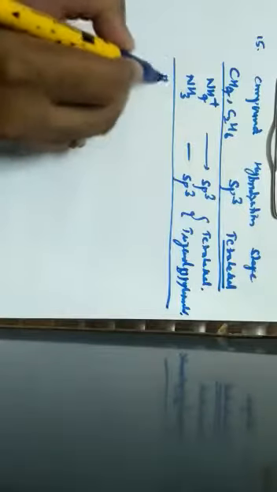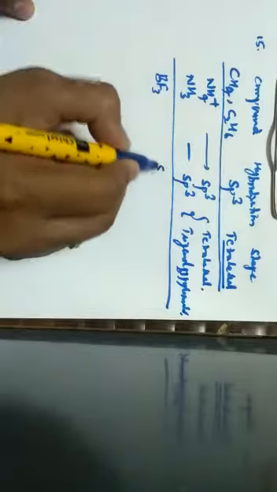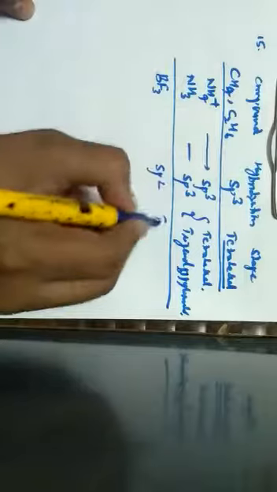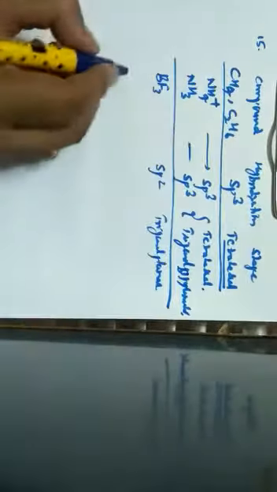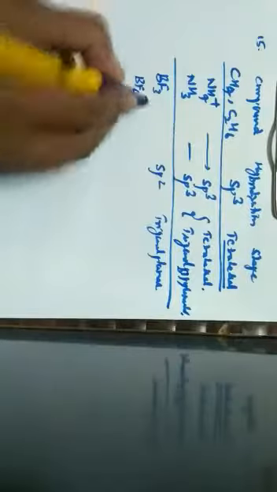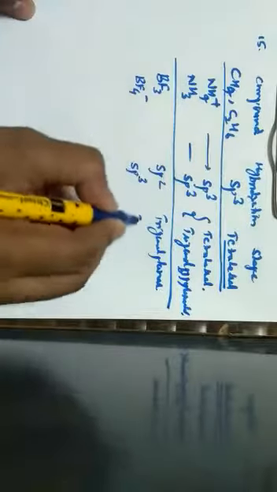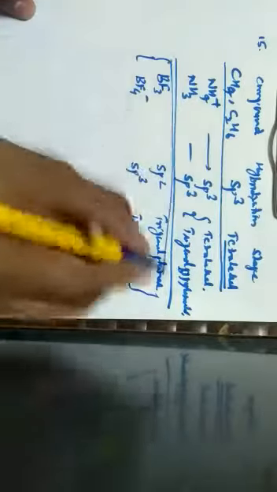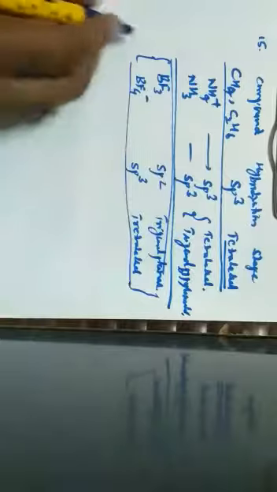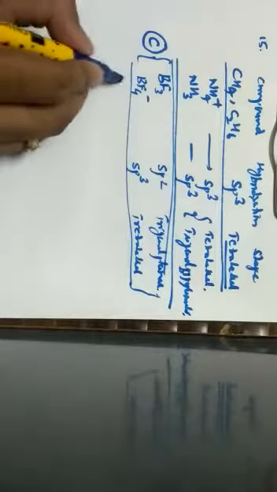Next, the conversion of BF3 to BF4-. In BF3, the hybridization is sp2 and the shape is trigonal planar in nature. And in BF4-, the hybridization is sp3 and the shape is tetrahedral in nature. According to the question, here there is a change in hybridization as well as a change in geometry. Hence, the correct option is Option C.